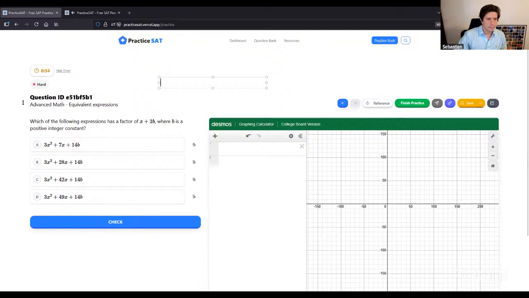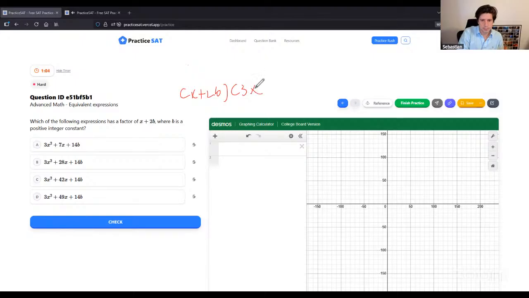I like to think about foiling here. The way I think about it with foiling is x plus 2b times something that has to give us the 3x plus, do you see how everything here is a 14b? It has to be plus 7. So those are going to be the factors of this.